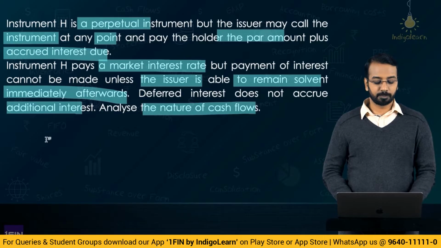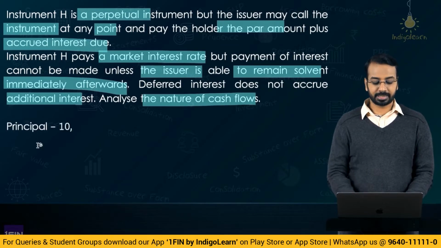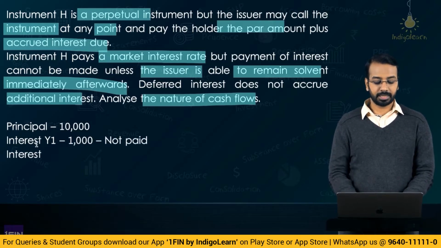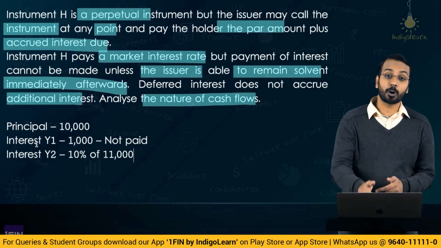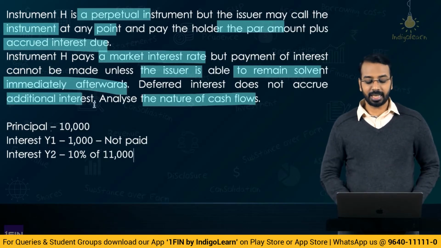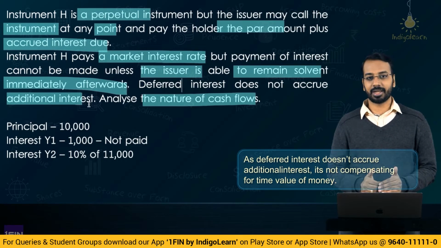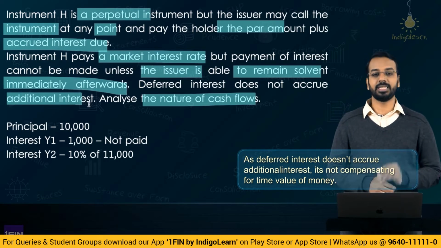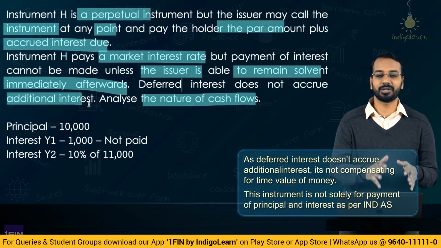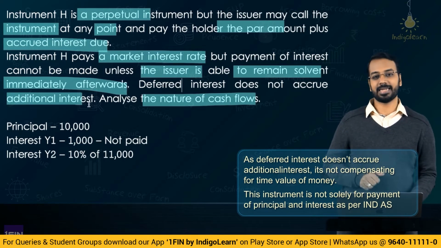So, if I have to explain it in numbers, principal is, let's say, 10,000, interest for year 1 is 1,000, right? And this is not paid. So, interest in year 2 should be 10% of 11,000. If this is the case, then you are getting compensated for the time value of money. But here it is saying that the deferred interest does not accrue additional interest. So, because it does not accrue additional interest, it is not compensating you for the time value of money, and hence this instrument is not solely payment of interest and principal as per the standards.